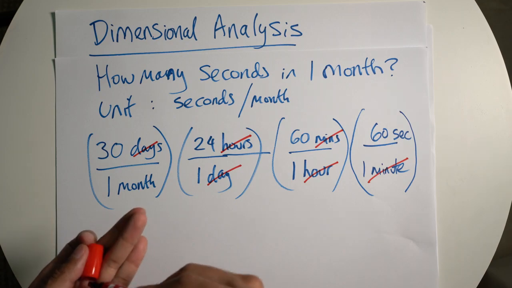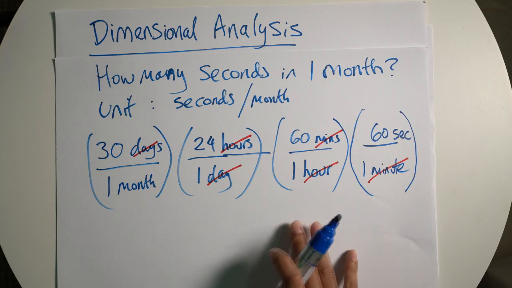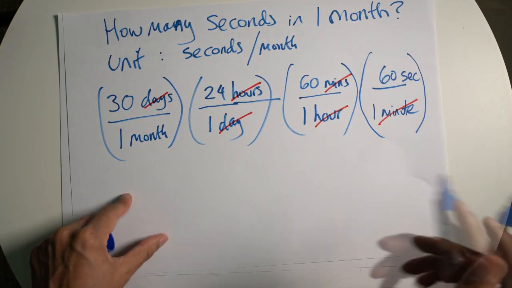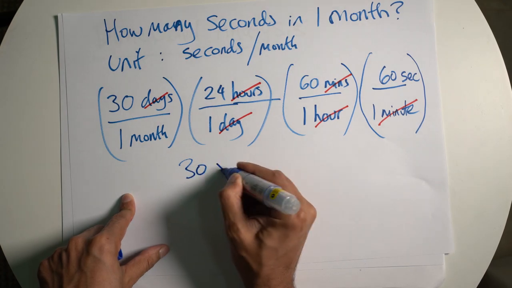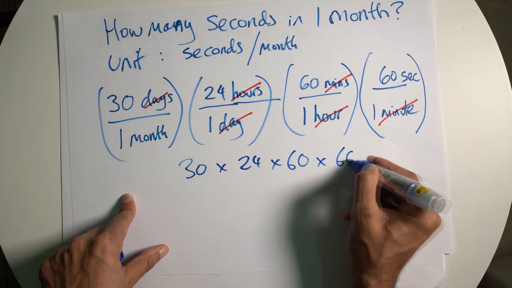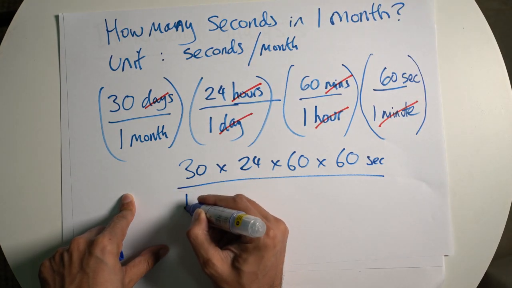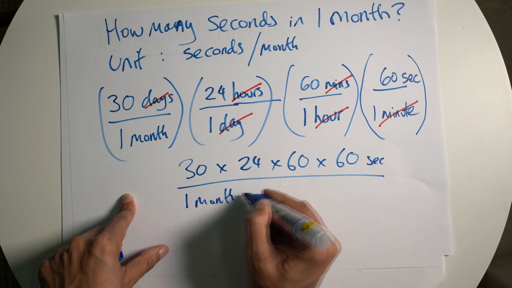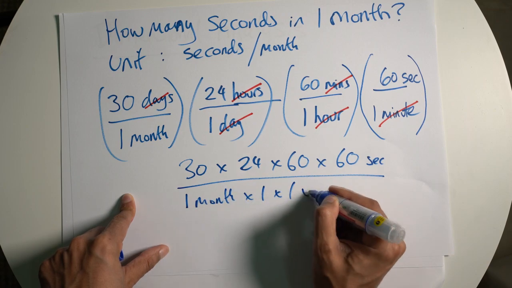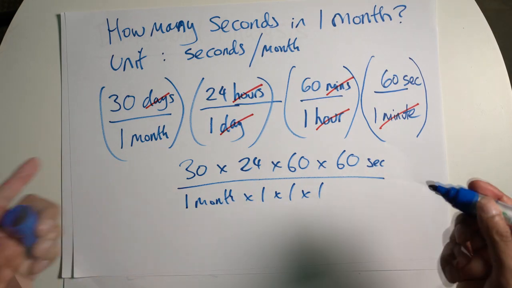So then what we do is we just multiply it out. So it's going to be, get my pen again. Let me just move this up. So it's going to be 30 times 24 times 60 times 60 seconds divided by 1 month times 1 times 1 times 1, like that. Basically, it's all of that divided by 1.